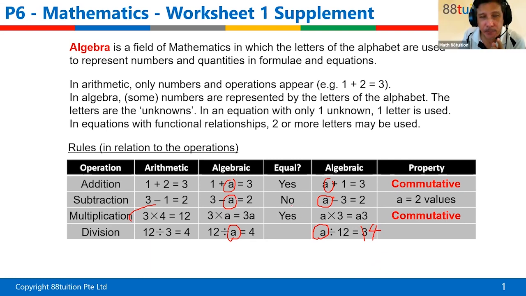In the first case, when 12 divided by A equals 4, A must have been 3, right? Because 12 divided by 3 will be 4. But in the second case, when you take A and divide by 12 to get 4, then A must have been 48, right? If not, then you will not get your 4. So it is not true. A takes on two values there. Now we know that only addition and multiplication are commutative. That means you can swap the values around, and they will still be correct.